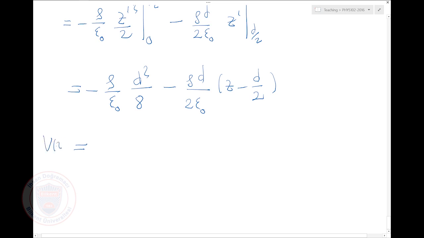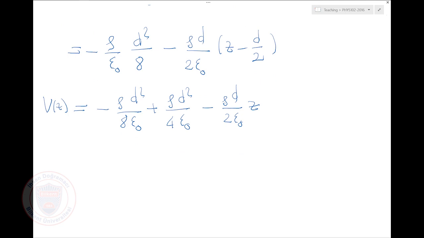Let me write everything nicely. This is going to be minus rho d squared over 8 epsilon 0 plus rho d squared over 4 epsilon 0 minus rho d over 2 epsilon 0 z, or plus rho d squared over 8 epsilon 0 minus rho d over 2 epsilon 0 z.